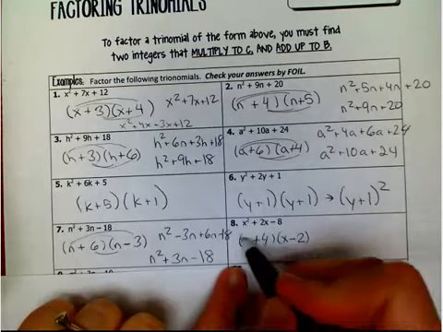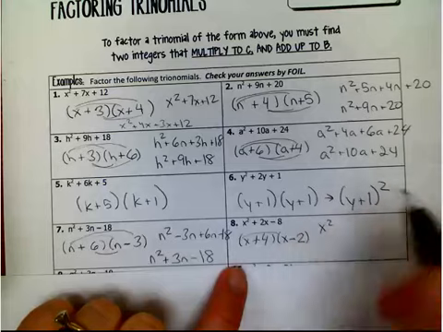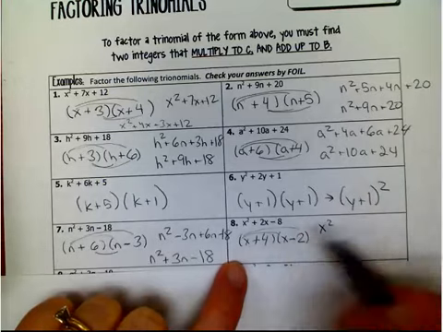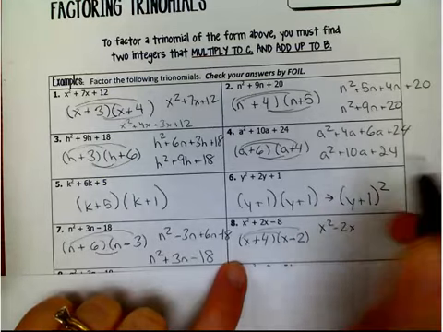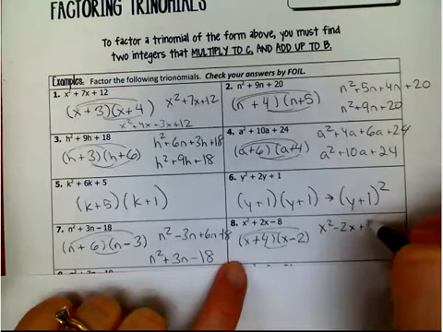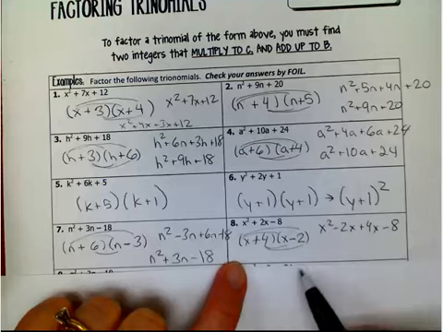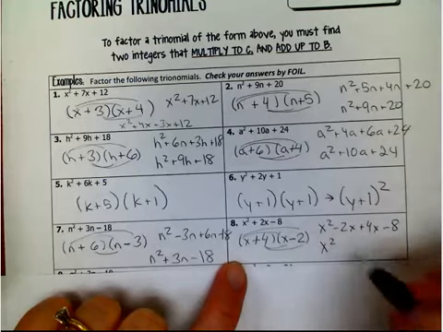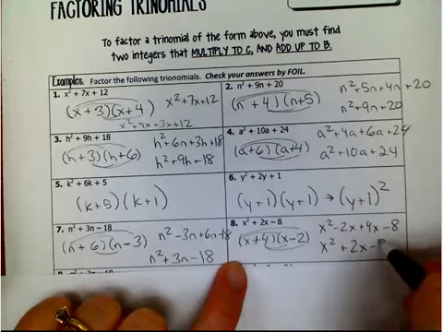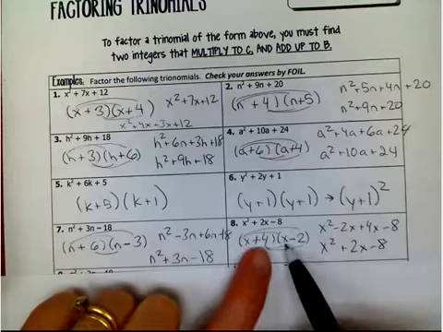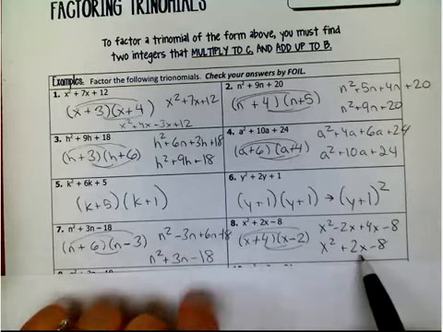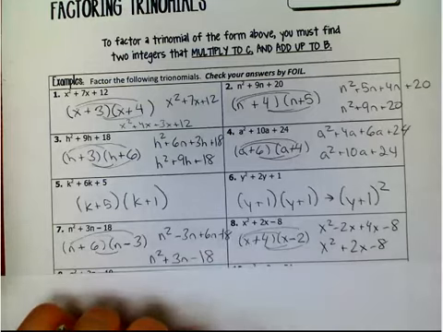So when I do my FOIL, I end up with x squared, and then I'm going to have a negative 2x, a positive 4x, and a negative 8. So I can see here that this is going to simplify to just what we wanted to have. And we see that 4x minus 2x gives us that 2x. And then we have a negative 8 as our constant.